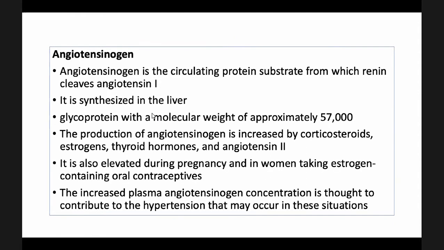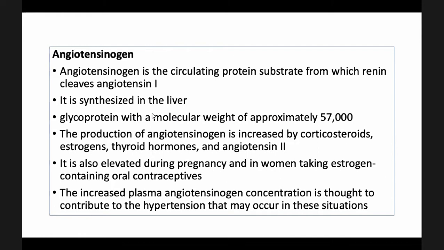Angiotensinogen is the circulating protein substrate from which renin cleaves angiotensin I. It is synthesized in the liver. It's a glycoprotein with a molecular weight of approximately 57,000. The production of angiotensinogen is increased by corticosteroids, estrogens, thyroid hormones, and angiotensin II.